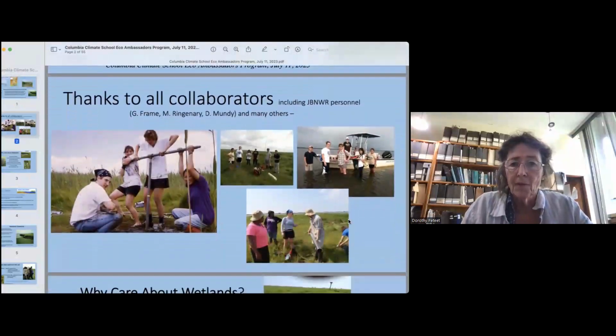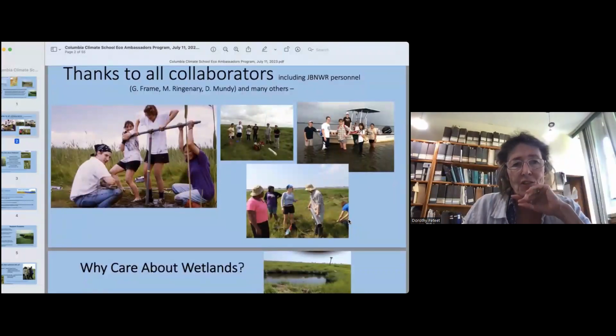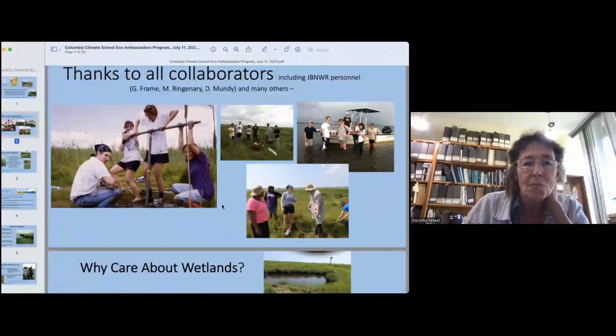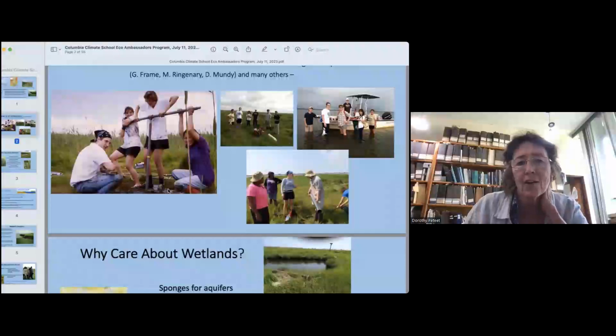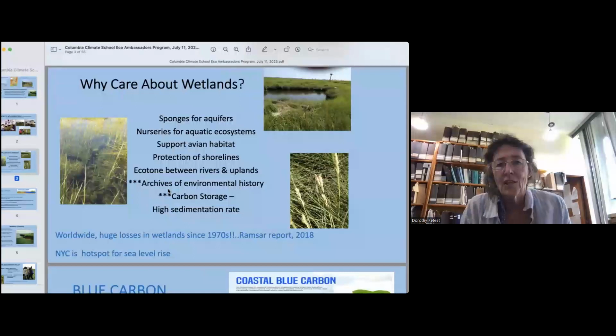So a lot of people have helped me over the years. I've been doing this about 40 years since graduate school, and it takes a lot of physical energy to take a sediment core. Here we are out on the islands. If you've never been to a marsh, it's a wonderful place to be. It's usually breezy and there are great birds to watch. I also started a course at Columbia 30 years ago named Wetlands and Climate Change because I was so excited about what wetlands really do for us.